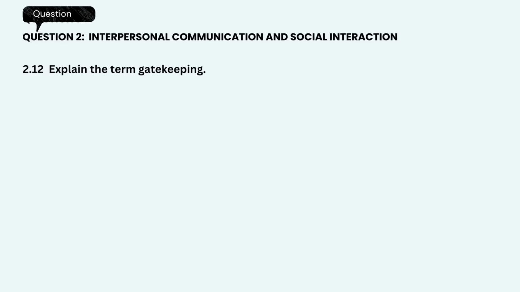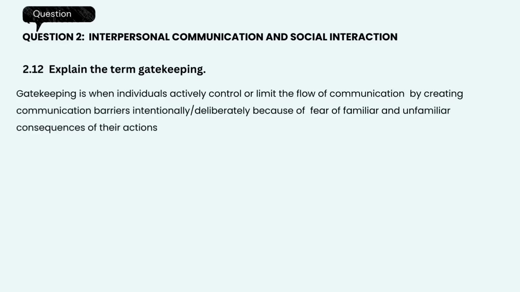Question. Explain the term gatekeeping. Gatekeeping is when individuals actively control or limit the flow of communication by creating communication barriers intentionally or deliberately because of fear of familiar and unfamiliar consequences of their actions.